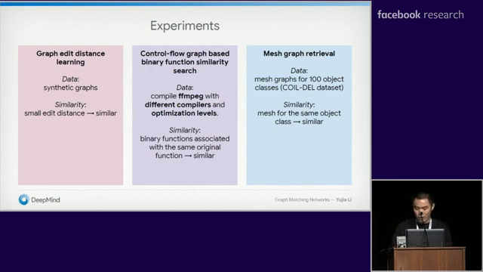But this similarity between the control flow graphs is actually a very tricky one, because even for the same function, if you compile it with different compilers and different compilation optimization levels, the control flow graphs can have very different topology and even very different sizes. The third domain is a mesh graph retrieval domain, where we have mesh graphs from 100 different object classes. And we treat the graphs for the same object class as similar, and graphs for different object classes as not similar.